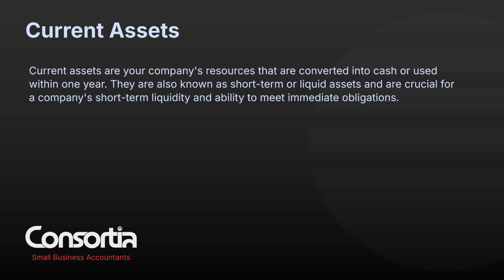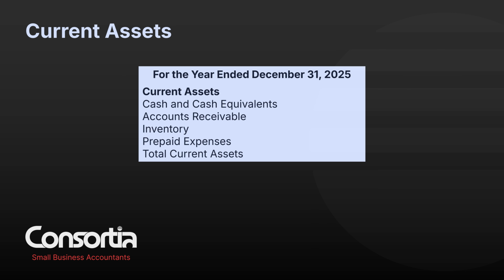Current assets. Current assets are your company's resources that are converted into cash or used within 1 year. They are also known as short-term or liquid assets and are crucial for the company's short-term liquidity and ability to meet immediate obligations. So your current assets may look something like this. Current assets would include cash and cash equivalents, accounts receivable, inventory, prepaid expenses, and thus your total current assets.